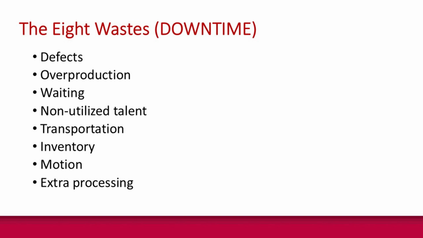Inventory, excess materials or work in process. Motion, unnecessary movement by people. Extra processing, doing more work than the customer requires. As we continue through the lecture, keep these wastes in mind. They are the foundation of lean improvement, and recognizing them is the first step toward building more efficient, more reliable processes.